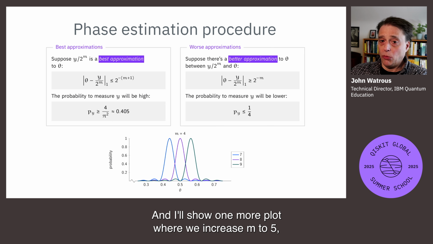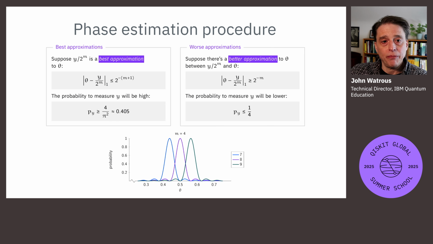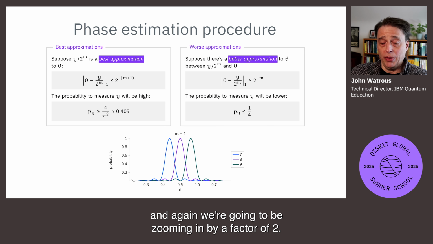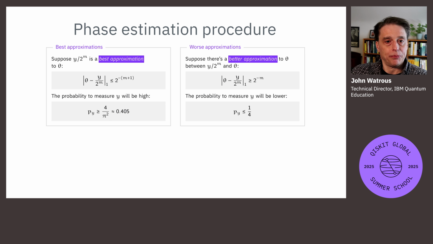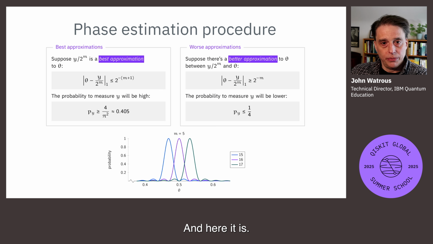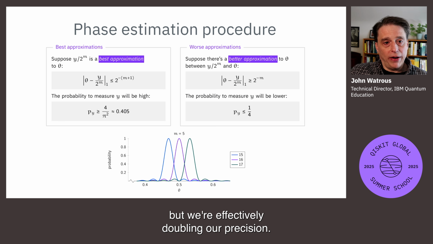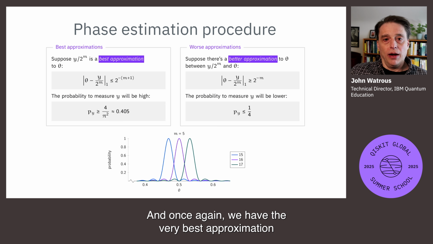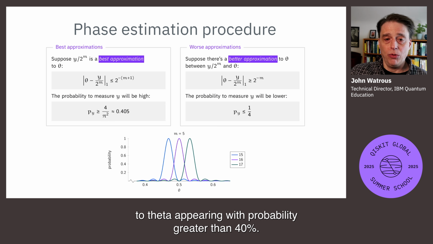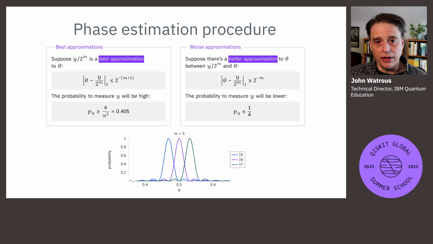And I'll show one more plot where we increase m to 5, and again, we're going to be zooming in by a factor of 2. And here it is. The curves look pretty much identical again, but we're effectively doubling our precision. And once again, we have the very best approximation to theta appearing with probability greater than 40%.